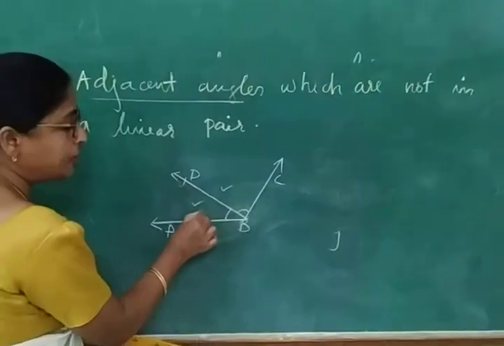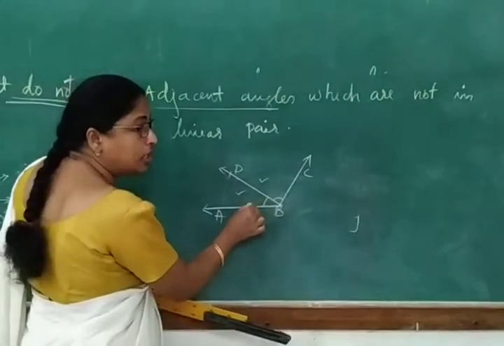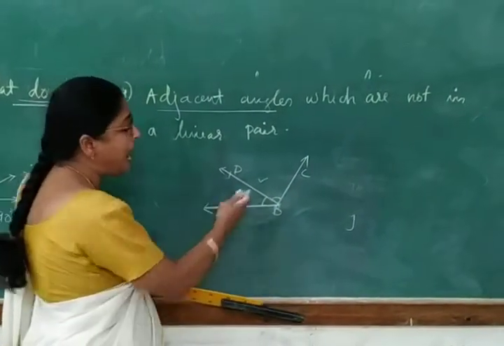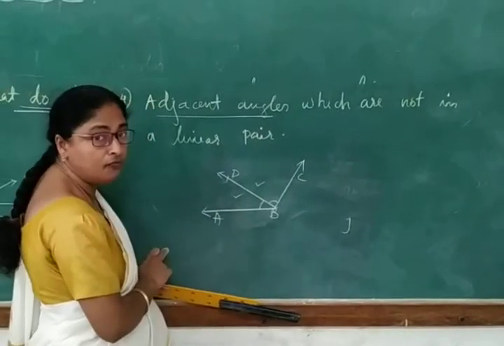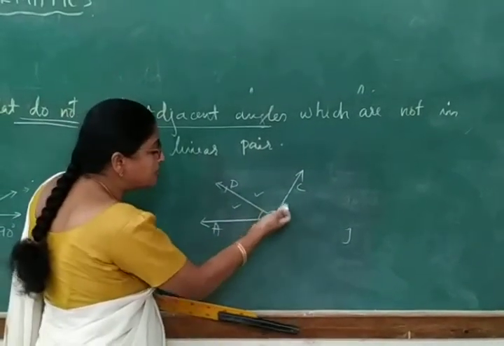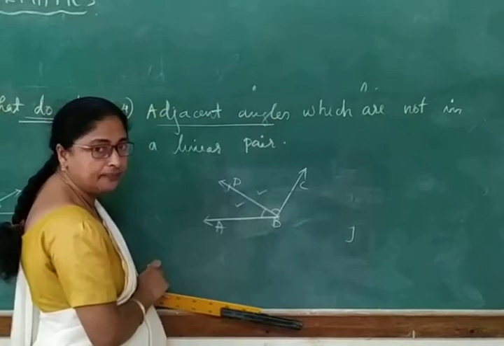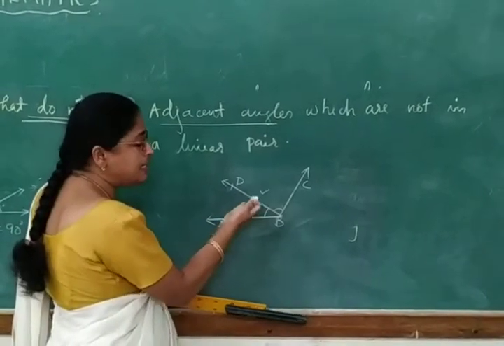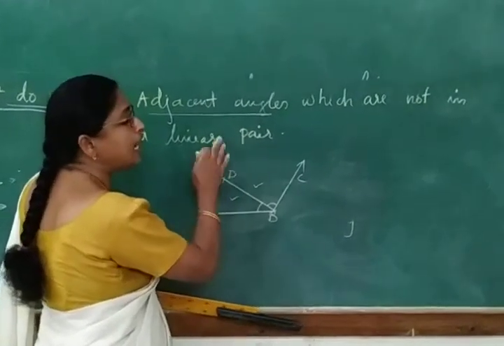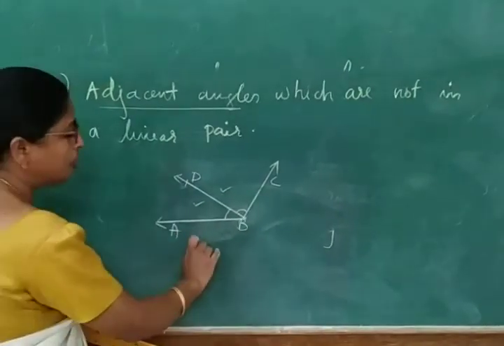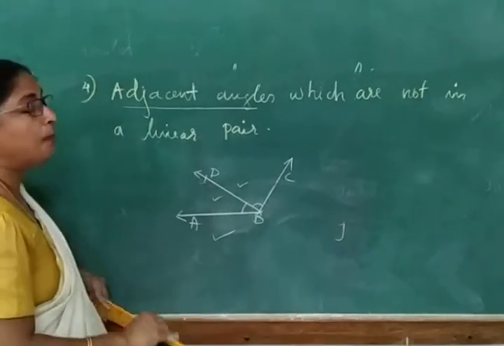What is the condition for linear pair? Their total should be 180 degree. Are they total forming 180 degree? No, because these two are not in a straight line. So they are adjacent angles but they are not in a linear pair. So this figure is also possible.